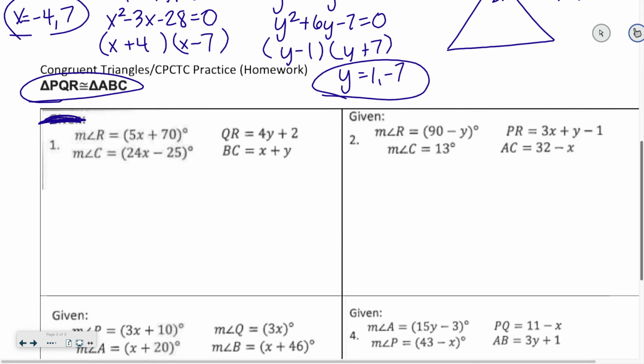So these are just finding X and Y. Yes. Are we doing all of them? Well, we're just doing number one. I want to make sure we know what to do. And then I need to change a letter for the rest for one of them. So if you want to work these for homework to practice, you can.